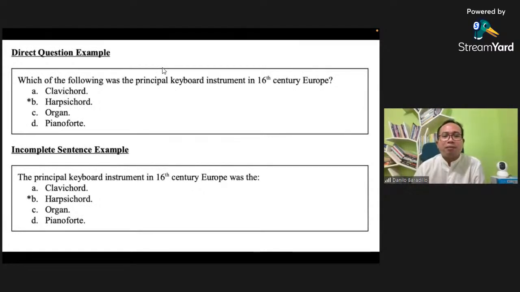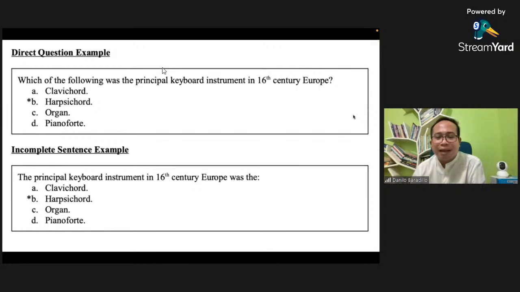Okay, another example. This is a direct question example. Which of the following was the principal keyboard instrument in 16th century Europe? So harpsichord, no? Or the incomplete sentence. Okay, the principal keyboard instrument in 16th century was the.